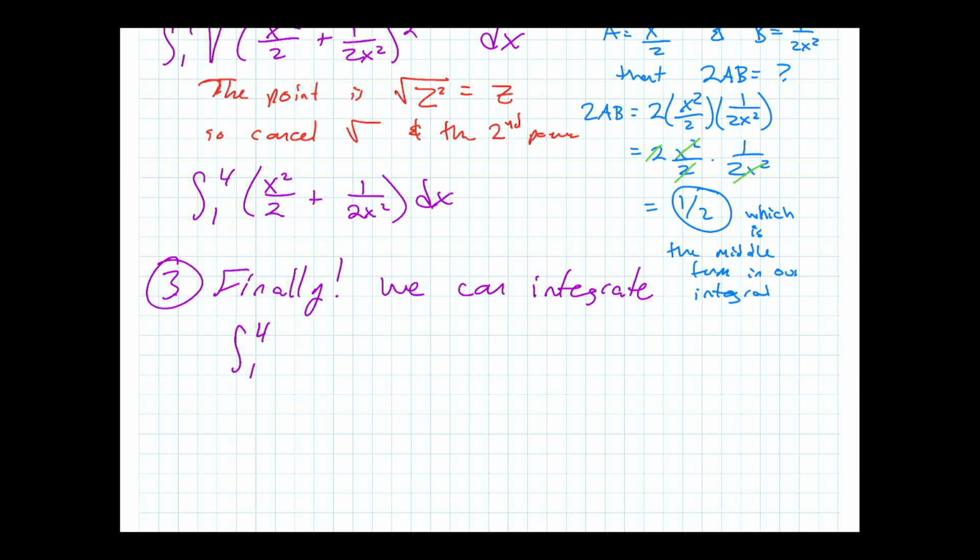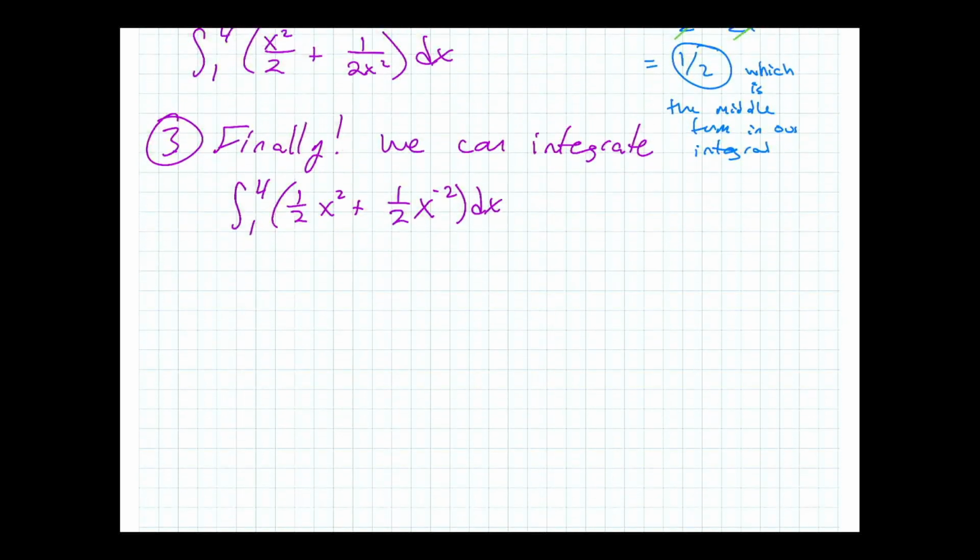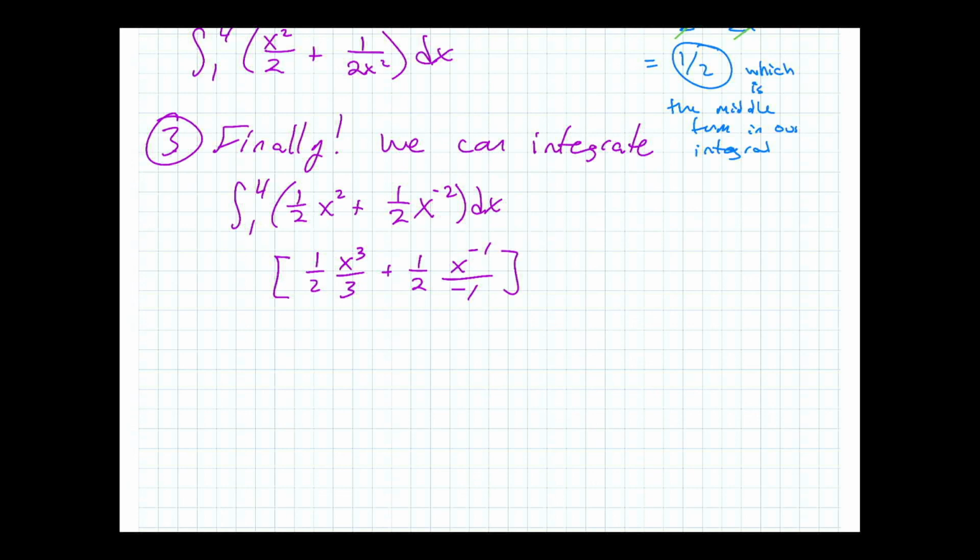So let me rewrite this the way I want to do it. So let's write this as 1/2 x squared plus 1/2 x to the negative 2. Because this integral here is now easy. So you're just going to use the power rule. So you find an antiderivative. We did a derivative earlier in the problem, but now we're doing antiderivatives. So x cubed over 3. Now add 1 to the power, divide by the power. So x to the negative 1 over negative 1, from 1 to 4. This is x cubed over 6 minus 1 over 2x, from 1 to 4.